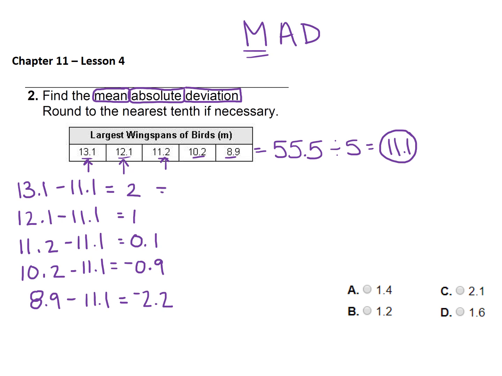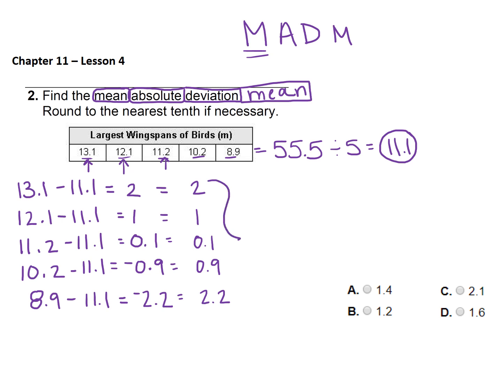I'm going to convert all of these to their absolute value. And if you remember from our absolute value lessons, basically the absolute value of a number is a positive value. So 2 is 2, 1 is 1, 1/10 is 1/10, negative 9/10 is 9/10, and then negative 2.2 is 2.2. Now, I always like to say the mean, absolute deviation, and the mean again, okay? Because you got to do the mean one last time, all right? So we're going to do the mean of these values.